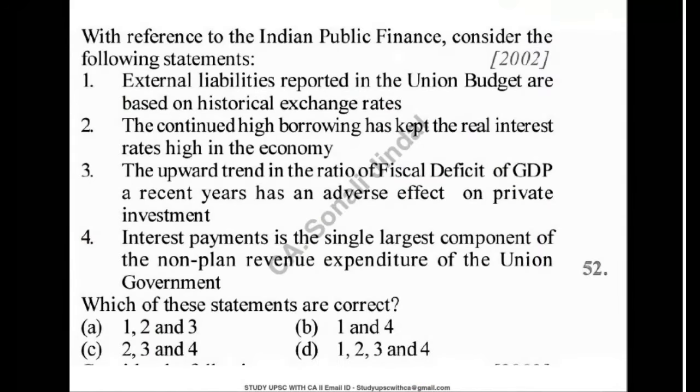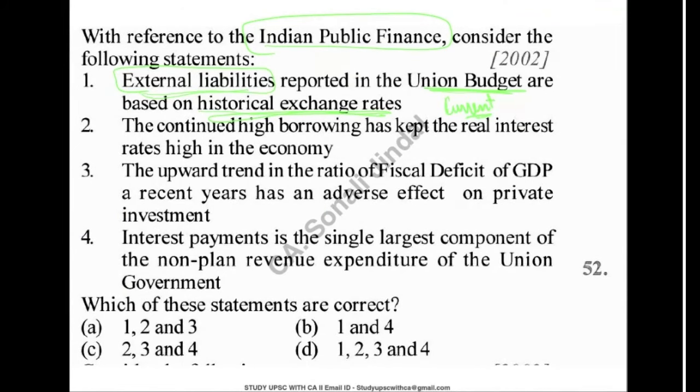Here the question is about Indian public finance. The first statement is external liabilities reported in the Union Budget are based on the historical exchange rates. This is a liability. One thing you have to learn: assets or liabilities are always taken on the current exchange rate to know the exact liability. So this statement is wrong. Although we have reached the answer, we need to read the other statements as well.